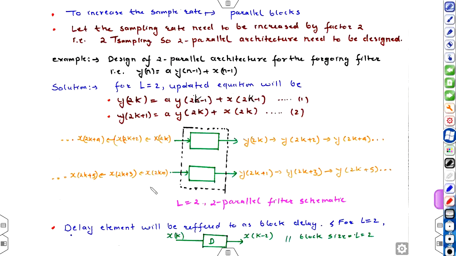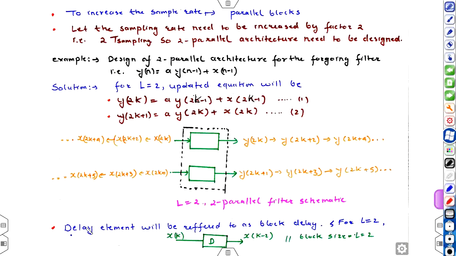This completes the first iteration. After this, in the second iteration, the upper block will process the sample x(2k plus 2) and the lower block will process the sample x(2k plus 3). The output y(2k plus 2) will be produced, corresponding to the input x(2k plus 2), and the output y(2k plus 3), corresponding to the input x(2k plus 3).